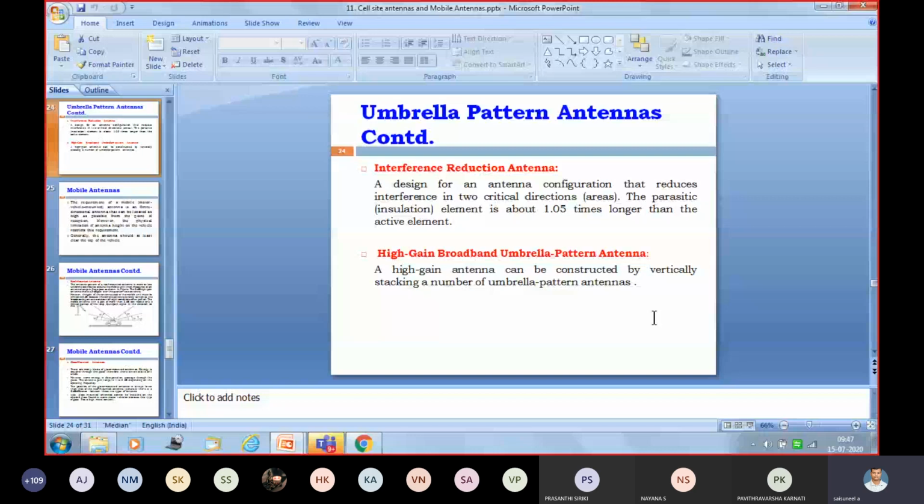The next one is mobile antennas. What is a mobile antenna? What type of antenna is used in your mobiles? What is the height of the mobile antenna? Very small. Nowadays the antennas are fixed inside; in the first generation mobiles, the antennas were fixed at the top of the mobile unit.